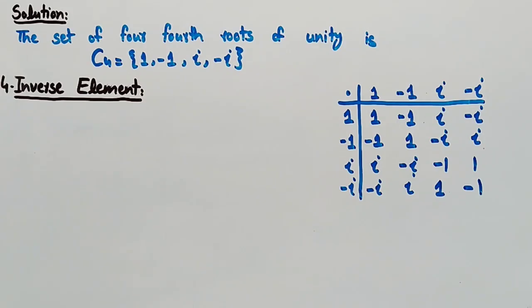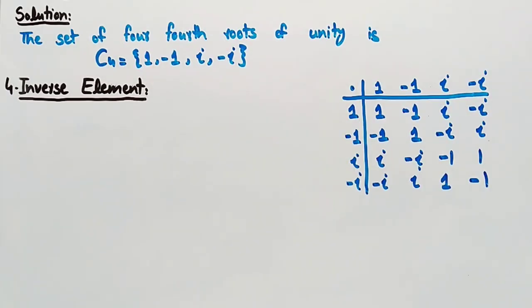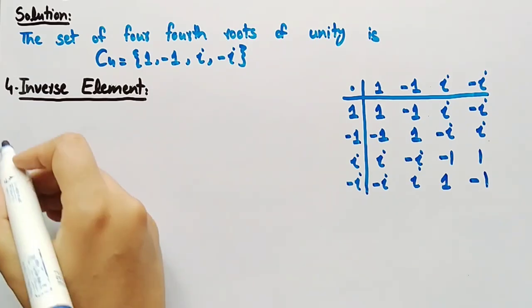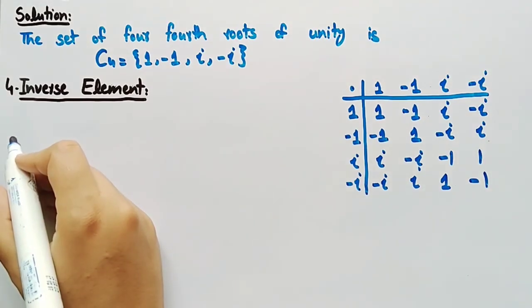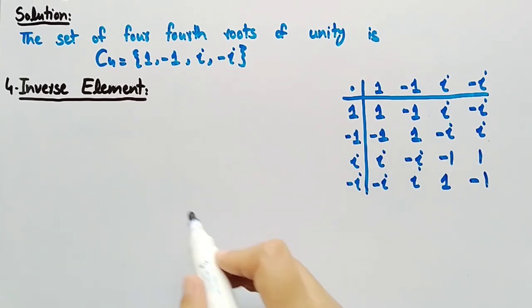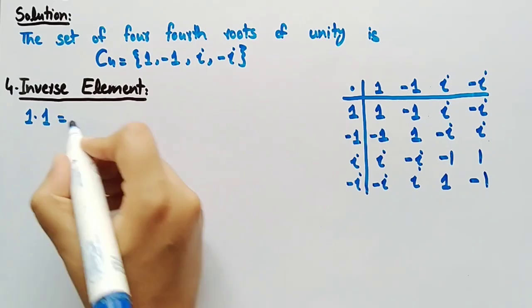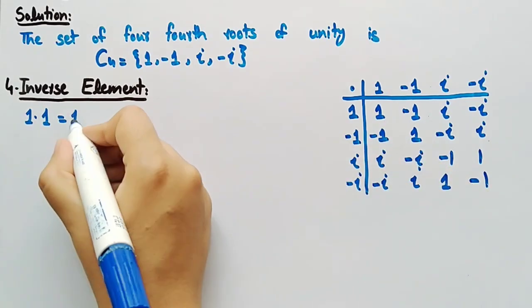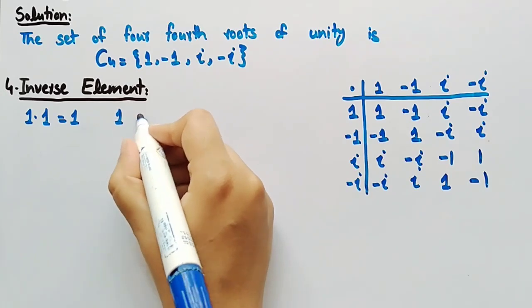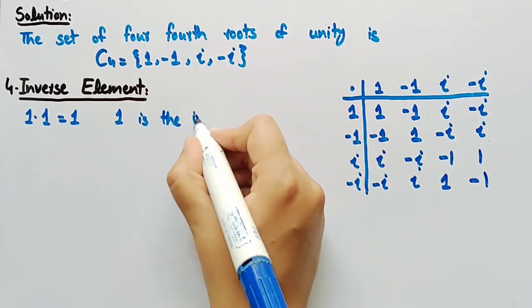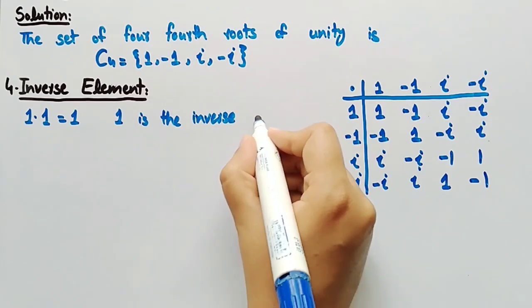The fourth axiom is the existence of inverse element. Whenever we multiply an element of the set with another element of the set and we get the identity element, then that element is called the inverse of the other element. We know that 1 is the identity element in the given set. So when 1 is multiplied by 1, we get the identity element 1. So 1 is the inverse of 1.